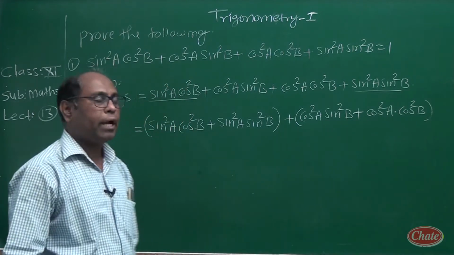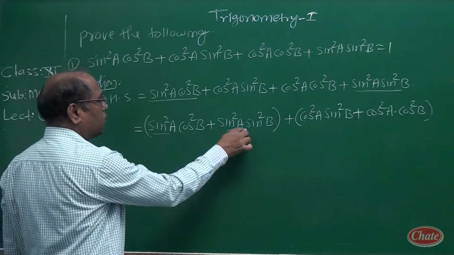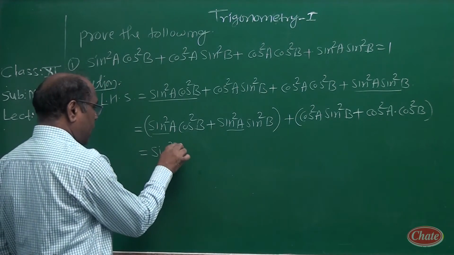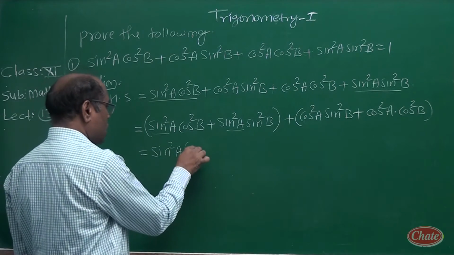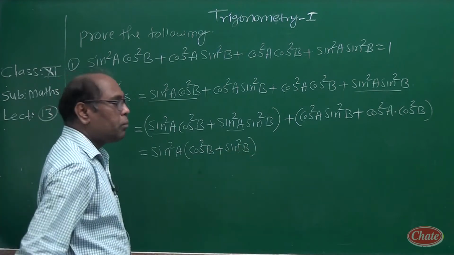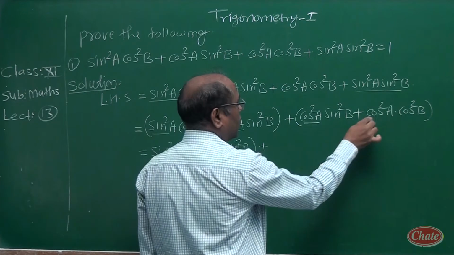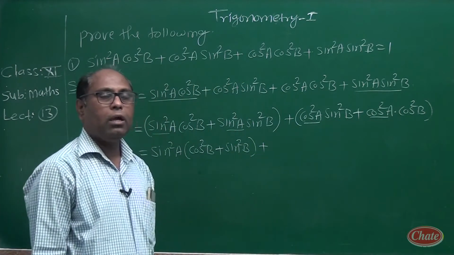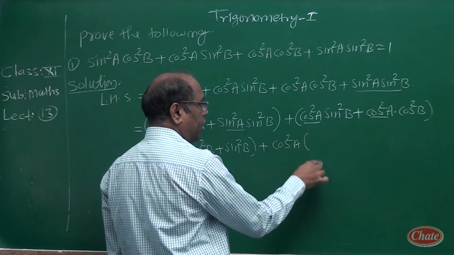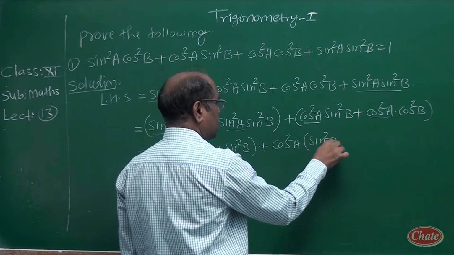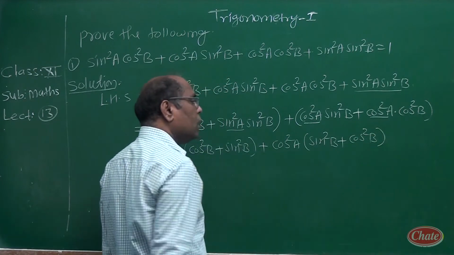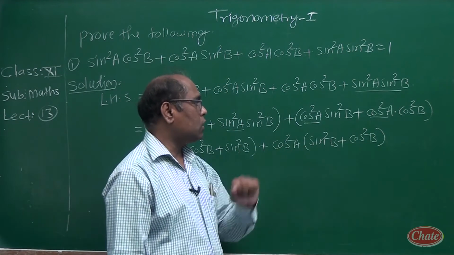Now from the first bracket we take sin square A as common, so what we get here is cos square B plus sin square B, plus, from the second bracket, we take cos square A as common, so what we get in the bracket is sin square B plus cos square B.